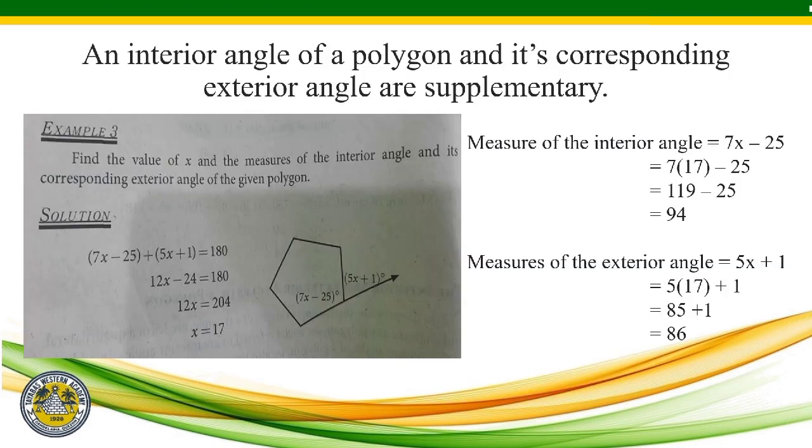Then of course remember, class, that we have here property 9, wherein it is stated that an interior angle of a polygon and its corresponding exterior angle are supplementary.